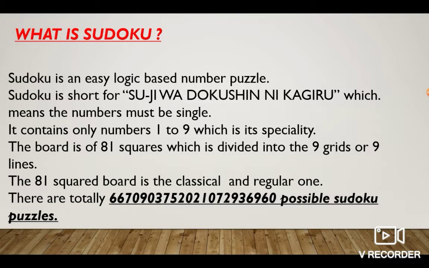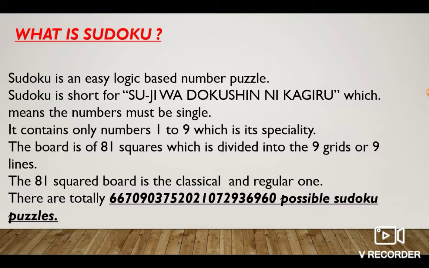That's amazing, right? Okay, a Sudoku board consists of 81 squares, which is 9 grids or 9 lines. These lines can be calculated either horizontally or vertically. This 81 squared board is the classical and regular one, which is popularly called a 9 into 9 Sudoku board. But as per convenience, we people created 6 into 6, 4 into 4 and even 3 into 3 Sudoku boards. But 9 into 9 is the most famous, popular, regular and even toughest one. So doing the 9 into 9 makes sense, right?